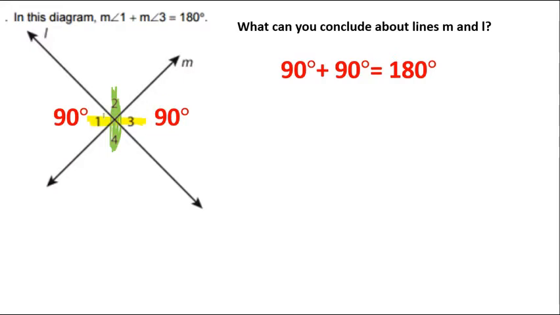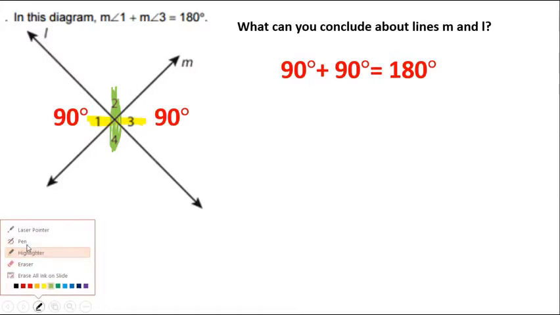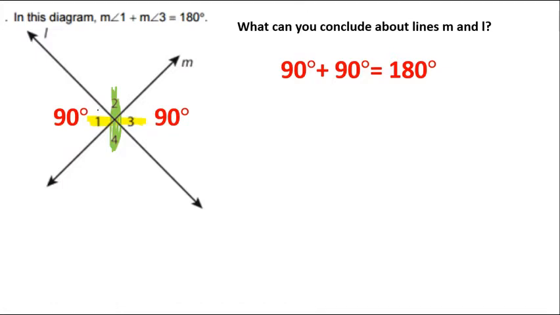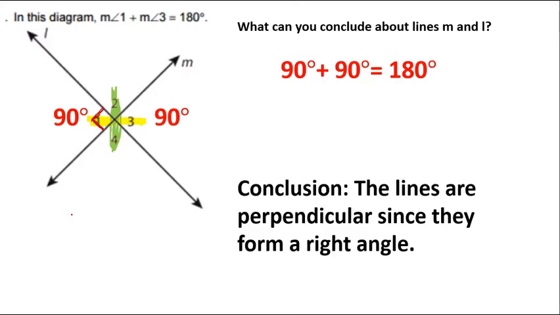So that means that these angles here form a 90-degree angle. So if you remember, if two lines intersect and they form a 90-degree angle, it means you can put a little box here, the square, to show that 90-degree angle. So remember, if two lines intersect and they form a 90-degree angle, we say those lines are perpendicular to each other. So when I ask you, what can you conclude about lines M and L? Our conclusion, we could say the lines are perpendicular since they form a right angle.